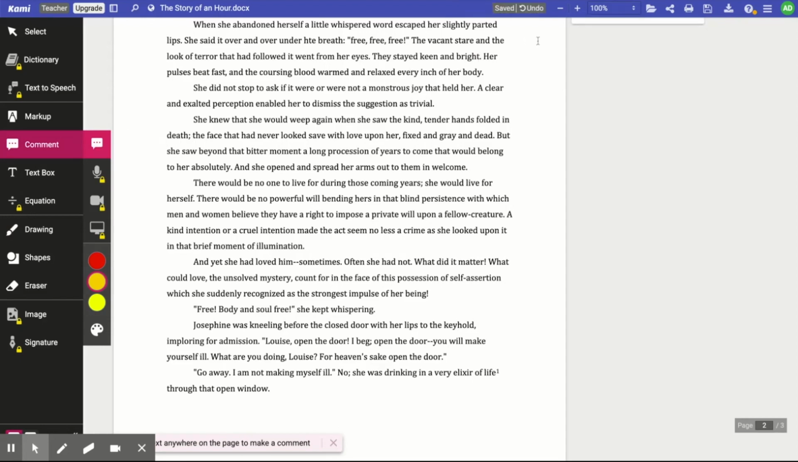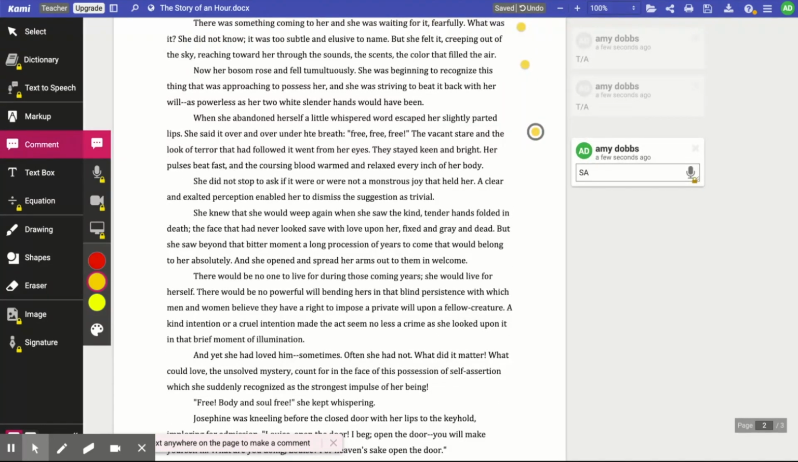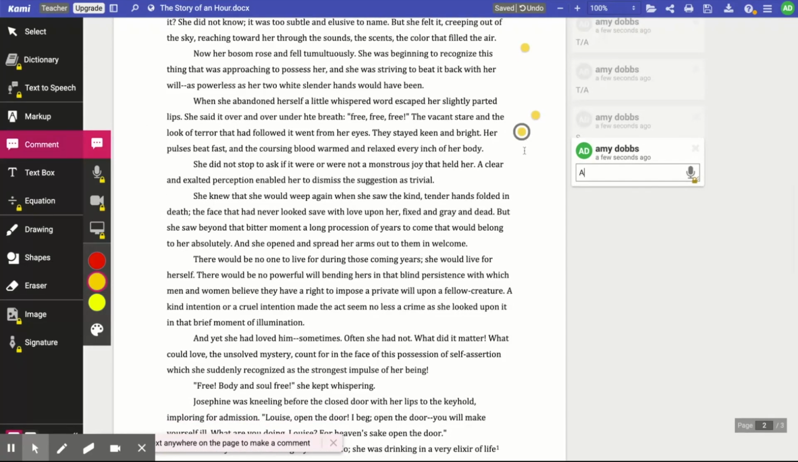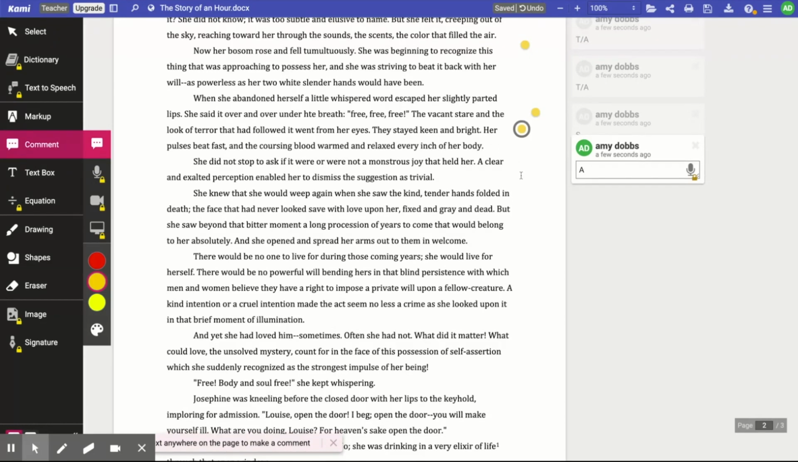So first of all, we see the first time that she speaks. And what does she speak? Free. Then we also see her actions, which is that her eyes are light, her pulse is beating fast, and she's starting to relax. It says relaxing every inch of her body. So she had been quite tense.